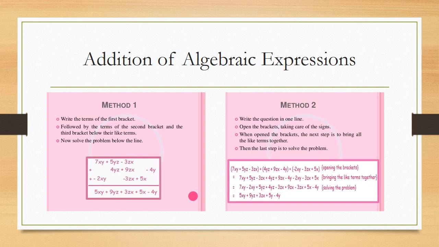Column method of addition. Write the expressions one below the other such that the like terms are in the same column, and the constant terms in another separate column. Then add each column of the like terms. That is the column method of addition.